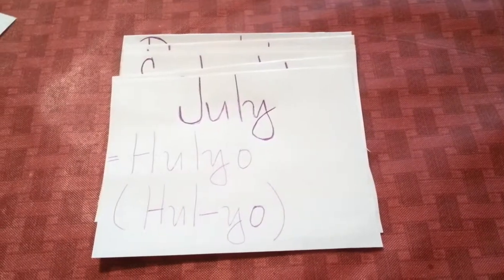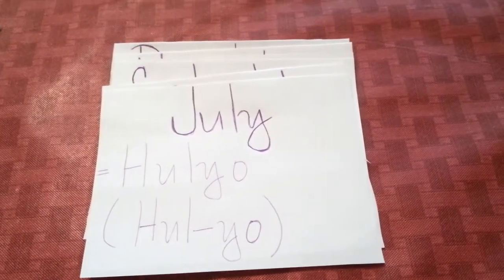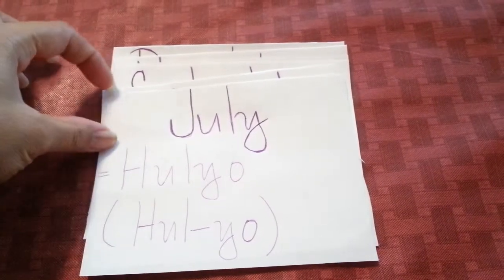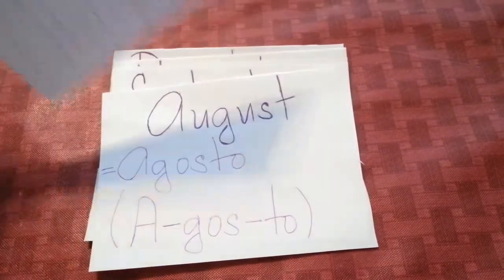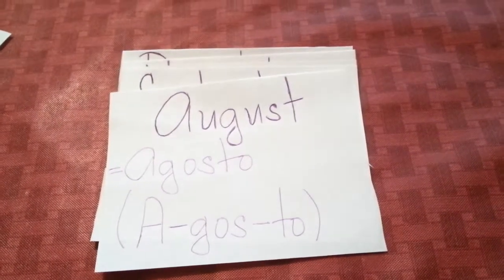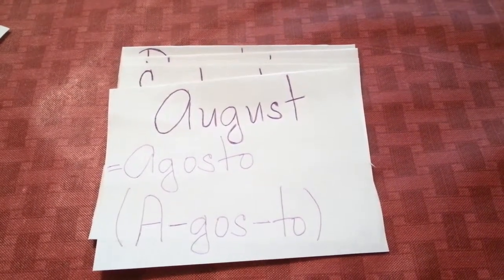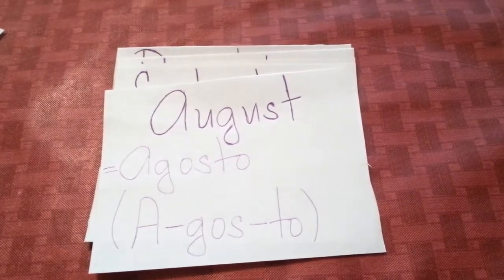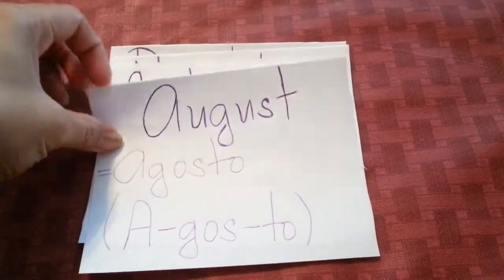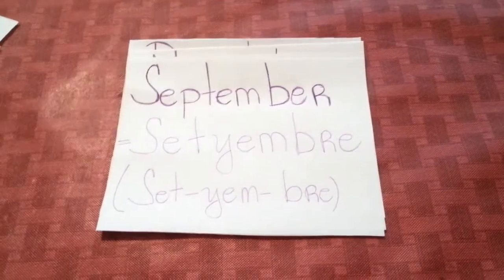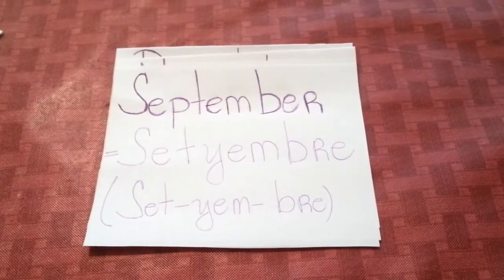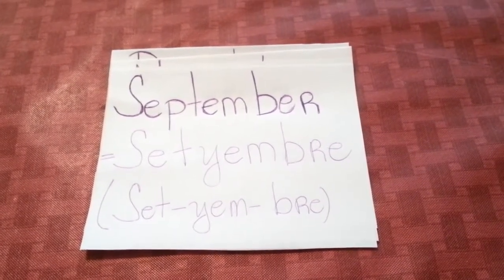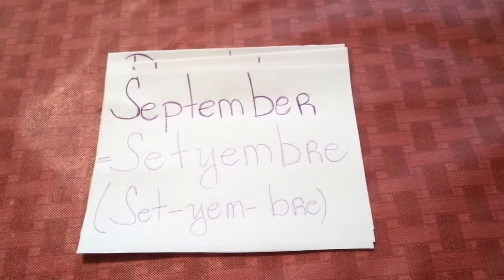And July, that's Julio. August, that's Agosto. The month of August in Tagalog is Agosto. And September, to say that in Tagalog, that's Setyembre.